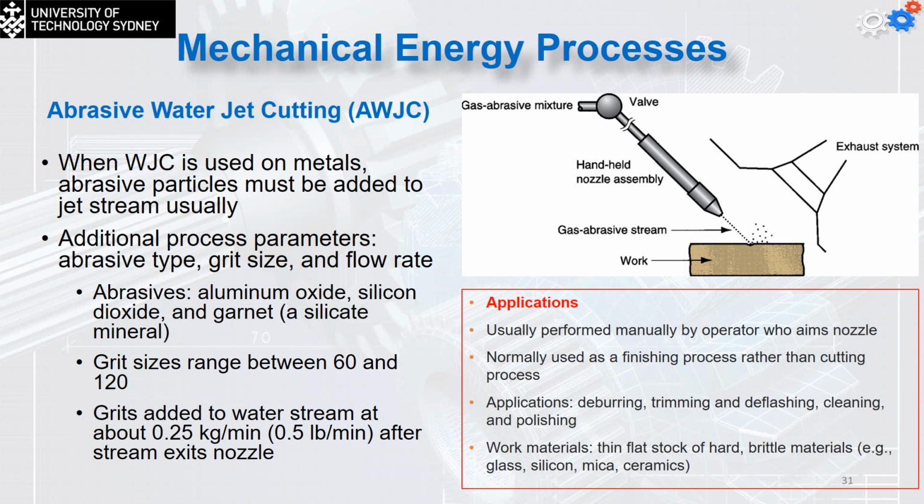The application is usually performed manually by the operator who aims the nozzle, and it is normally used as a finishing process rather than a cutting process. The applications are deburring, trimming, and deflashing. We can also use it for cleaning and polishing. The work material is usually a thin flat stock or hard brittle materials like glass, silicone, mica, and ceramic.